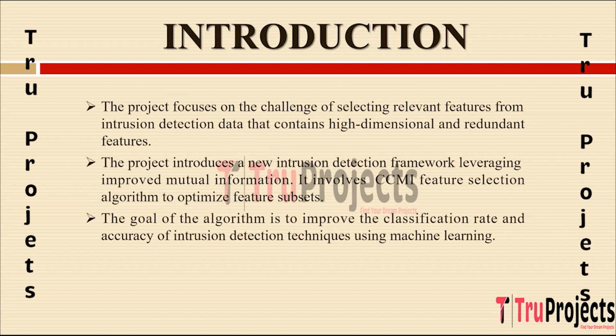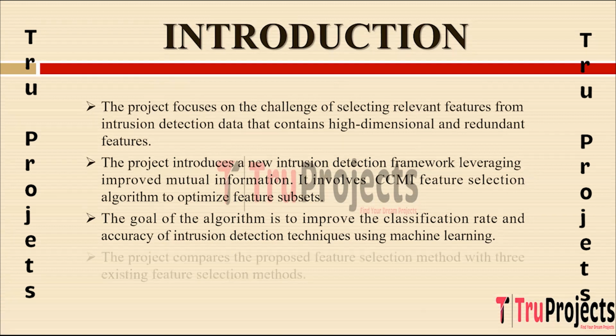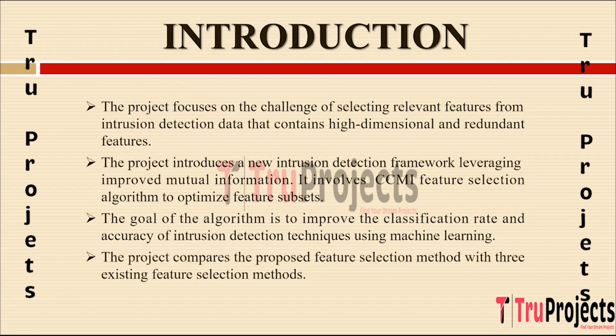The primary goal of the CCMI feature selection algorithm is to enhance the classification rate and accuracy of intrusion detection techniques that employ machine learning. By optimizing feature subsets based on improved mutual information, the algorithm aims to improve the overall performance of intrusion detection systems. The project conducts a comparison between the newly proposed feature selection method and 3 existing methods.